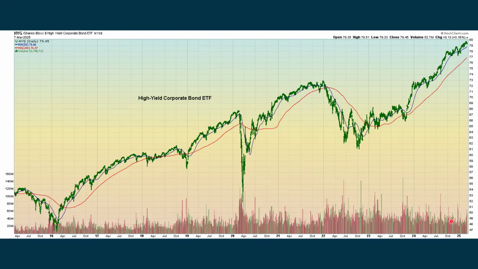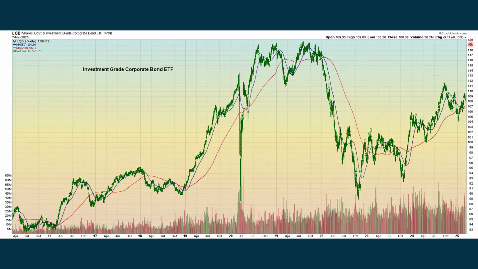Then high-yield corporate bonds, which are junk bonds, these are actually holding up fairly well recently, above their 50-day moving average. Where we're seeing some weakness, though, is in corporate bonds. We actually saw a recent death cross, but then after that happened, corporate bonds have been showing some improvement.